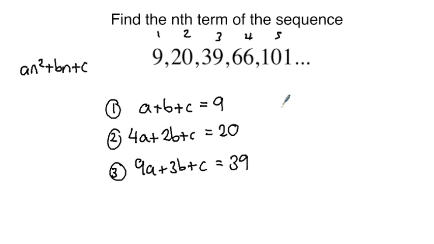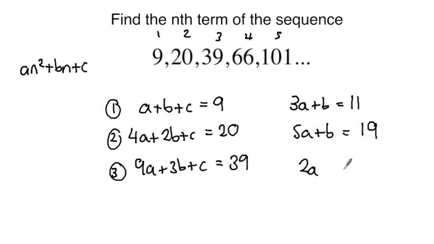2 take away number 1 to give us 3a plus b is 11. 3 take away 2 to give us 5a plus b is 19. Taking one of these away from each other gives us 2a equals 8. So a is 4, which is just what we said a minute ago. So I know it's going to be 4n squared.